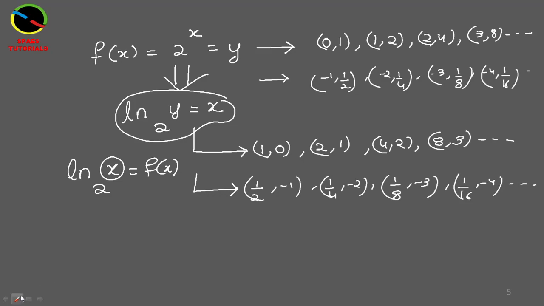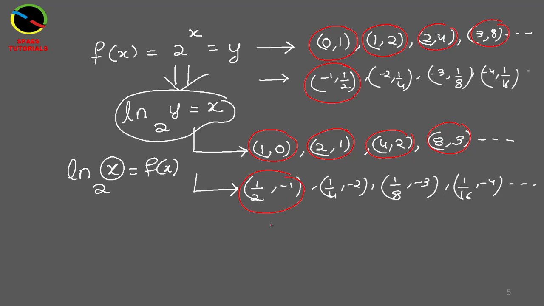So something we can really observe here, friends: when there is a 0 comma 1 point over here, there is a 1 comma 0 point over here. When there is a 1 comma 2 point over here, there is a 2 comma 1 point over here. 2 comma 4, there is 4 comma 2. 3 comma 8, there is 8 comma 3. Minus 1 comma 1 by 2 becomes 1 by 2 comma minus 1.